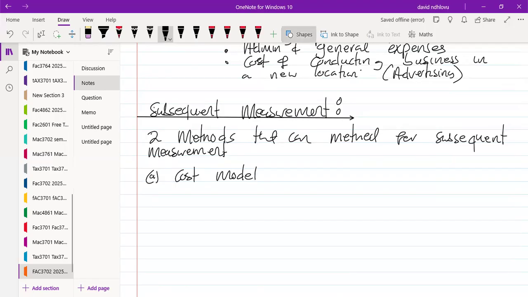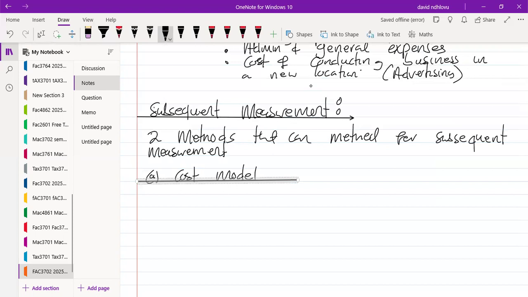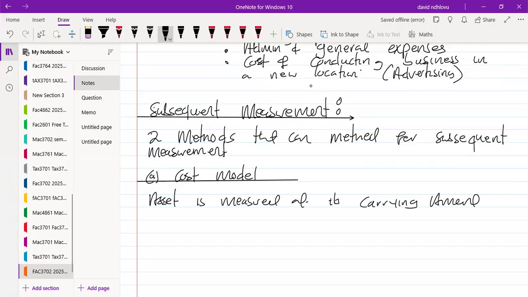When we use the cost model, we are saying the asset will be measured at its carrying amount. The calculation of the carrying amount is the original cost of the asset less any accumulated depreciation.